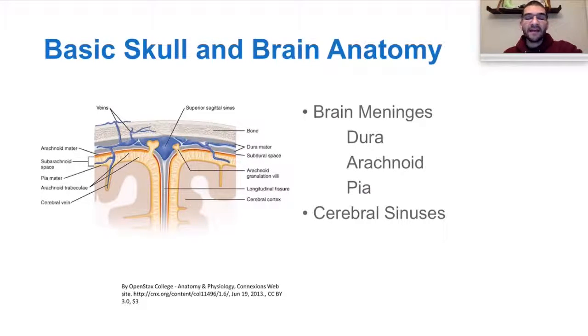Okay, I have here in this slide the cerebral sinuses, which are again formed by the splitting of the dura. The main sinus is called the superior sagittal sinus, which runs right on the top.